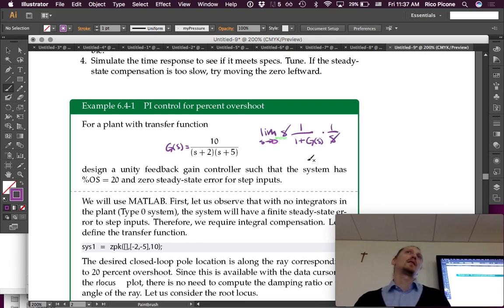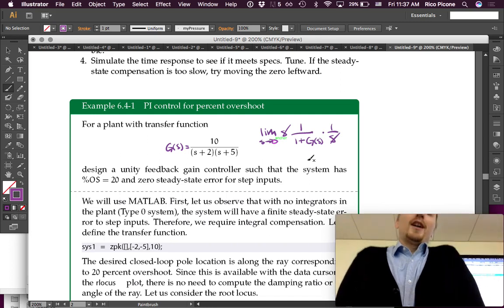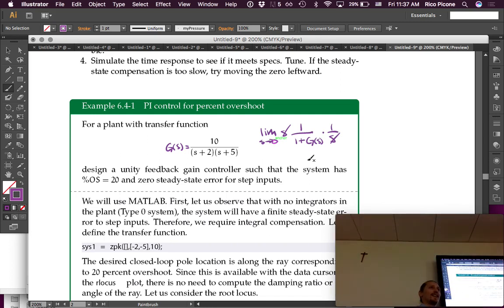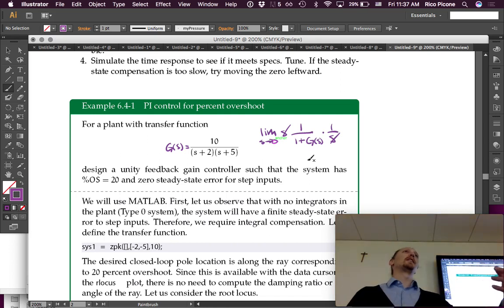So that's not good. That's not what you want. So we're going to put an integrator in there, fix the whole thing. But then we got to make sure we put that 0 in there too. Otherwise, we're going to screw things up. So that's our goal. That's our broad plan.